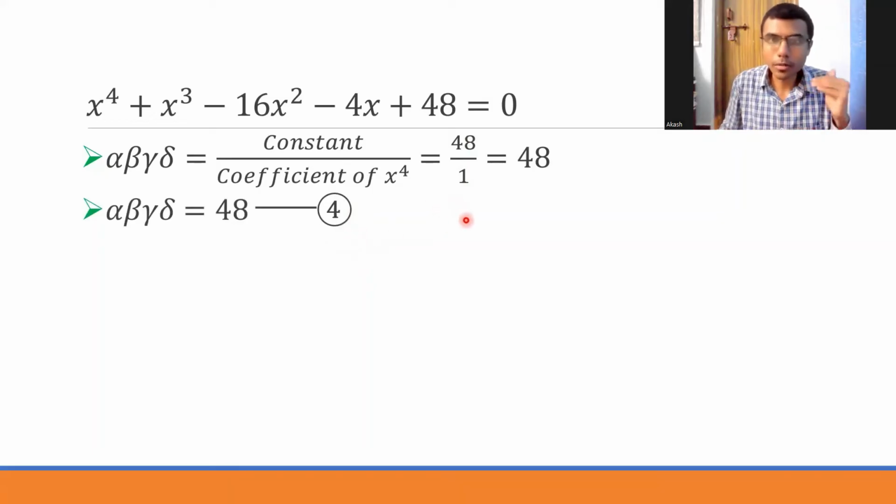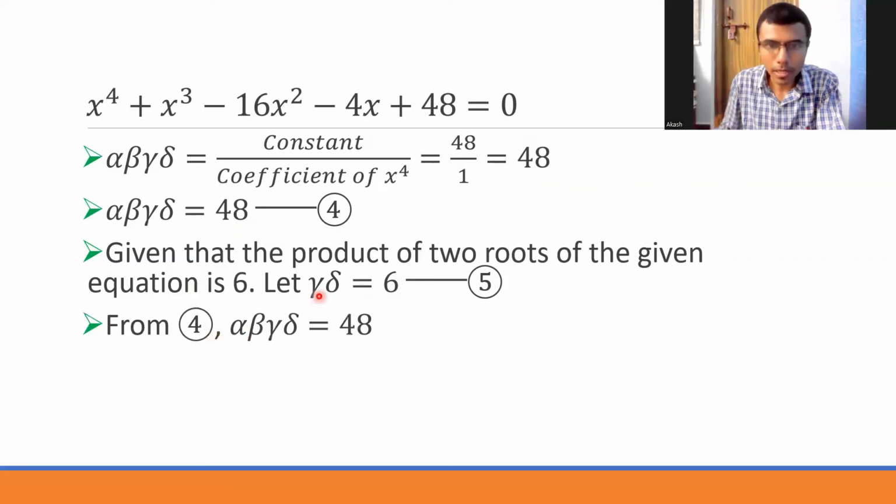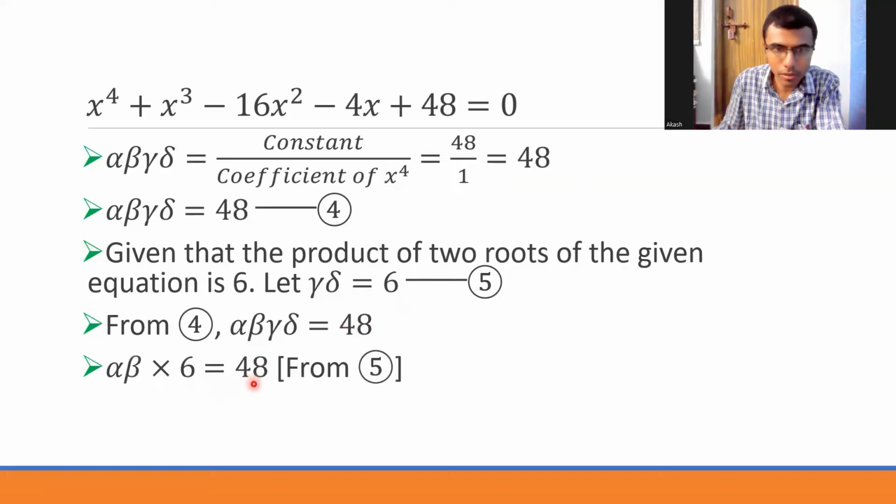Now I'm going to start using what's given. If you remember, in the beginning I said we are given that the product of two roots is 6. So I'm going to take gamma into delta as 6. Let the two roots whose product is 6 be gamma and delta. Therefore, gamma into delta is equal to 6. Now, alpha beta gamma delta is equal to 48 and gamma delta is equal to 6, so in place of gamma delta I can put 6 here. So alpha beta into 6 is equal to 48.